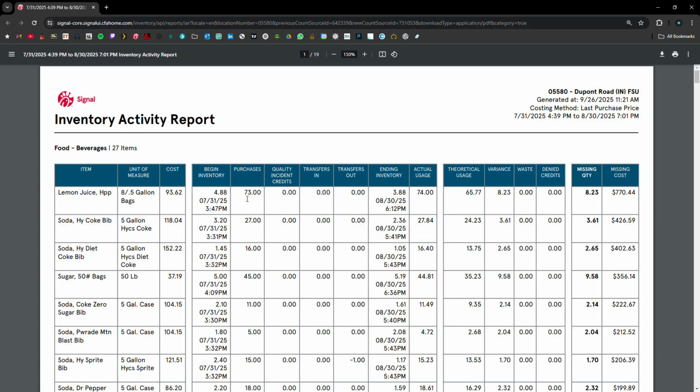So this one's pretty simple. We just purchased 73 cases. So according to what we counted and what was the ending inventory, the actual usage was 74 cases.